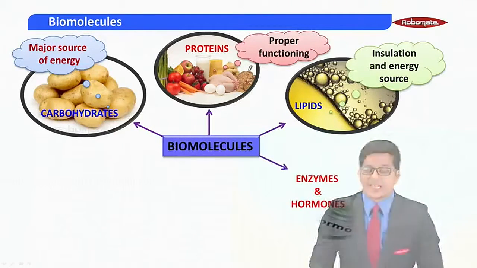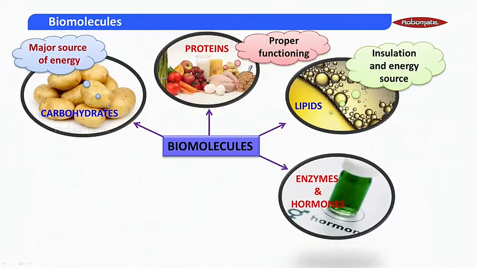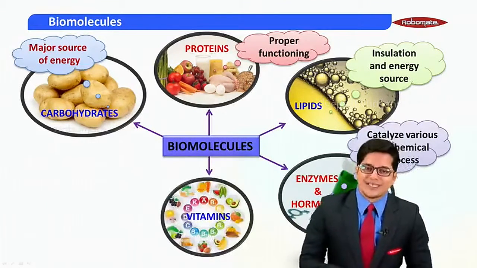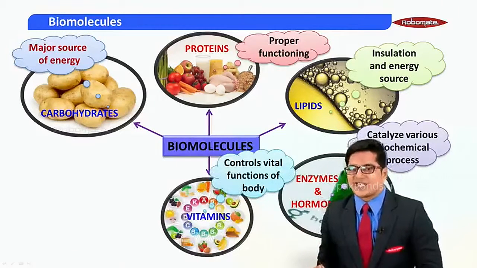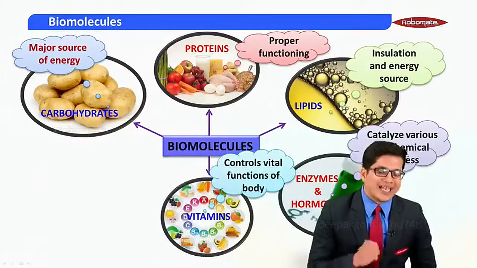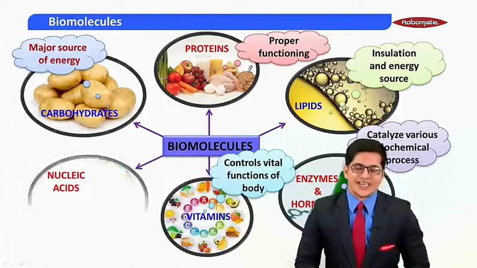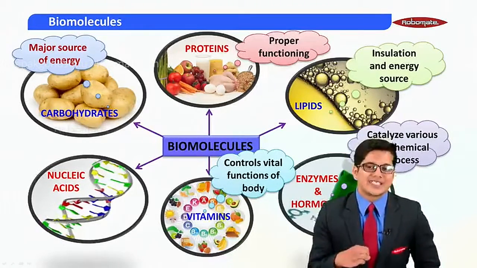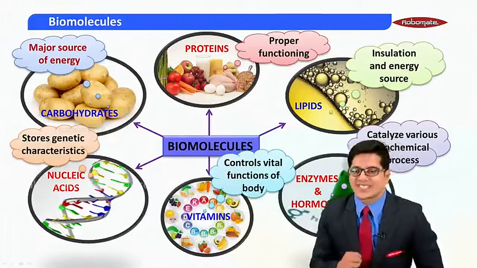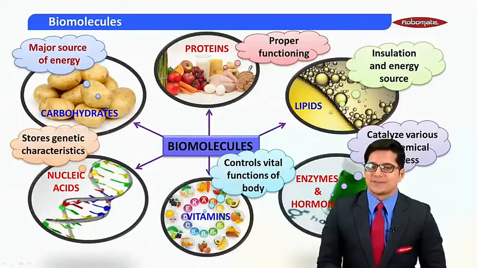Next, we would be learning about enzymes and hormones which catalyze various biochemical processes. After this, we are going to study vitamins which are essential for controlling the vital functions of our body. And lastly, we are going to learn about the nucleic acids which regulate the genetic characteristics of an individual.